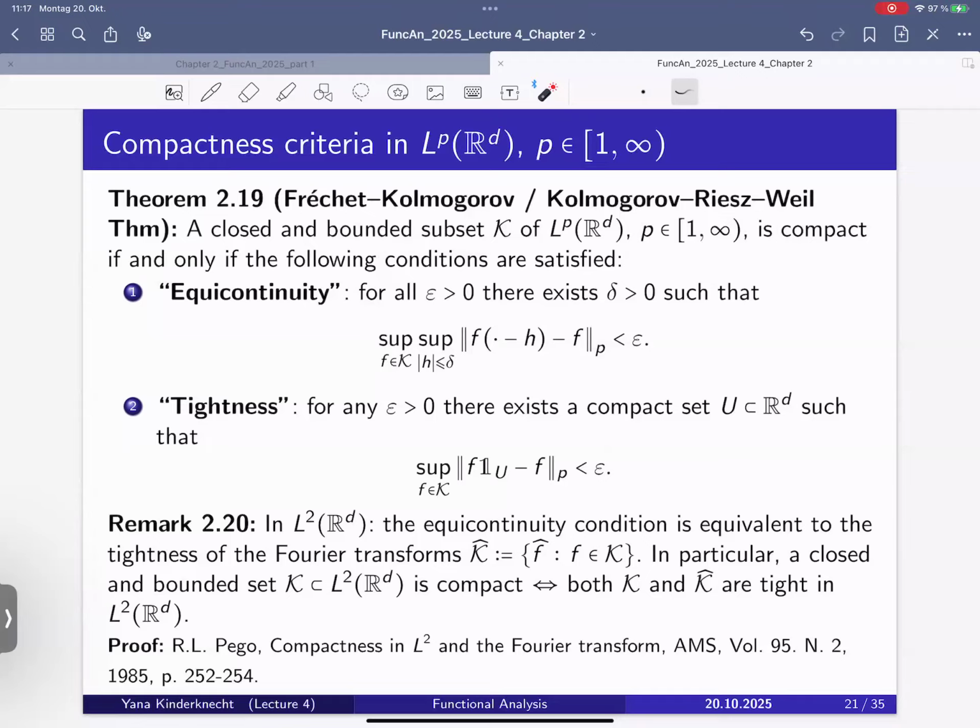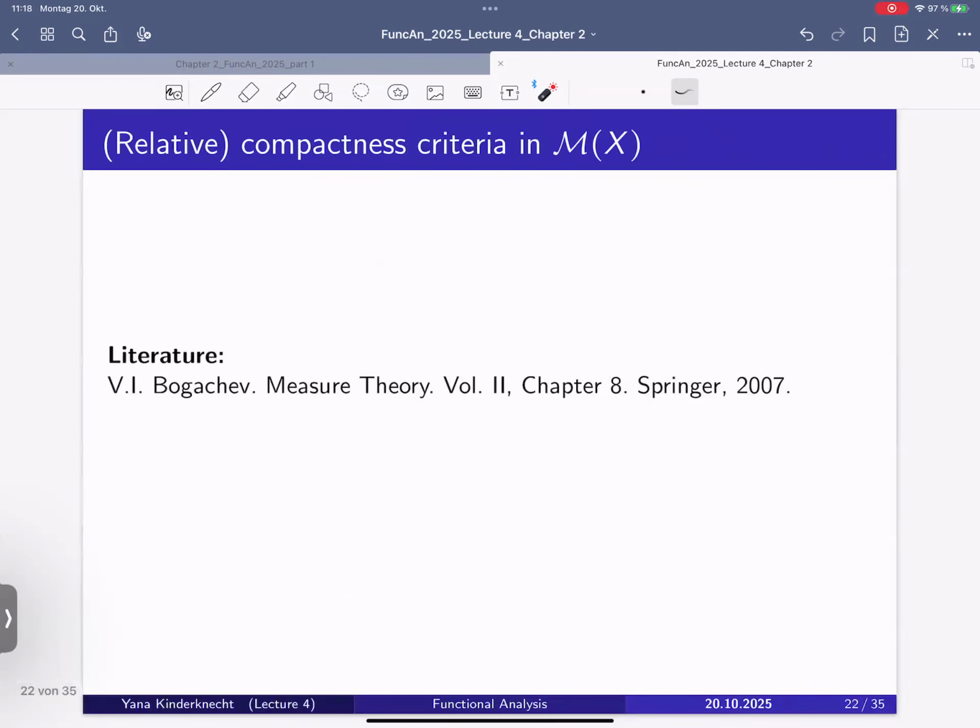Let me introduce one more important space, an infinite dimensional space, which is important for applications, and let us discuss compactness criteria there. So this space is the space of measures.